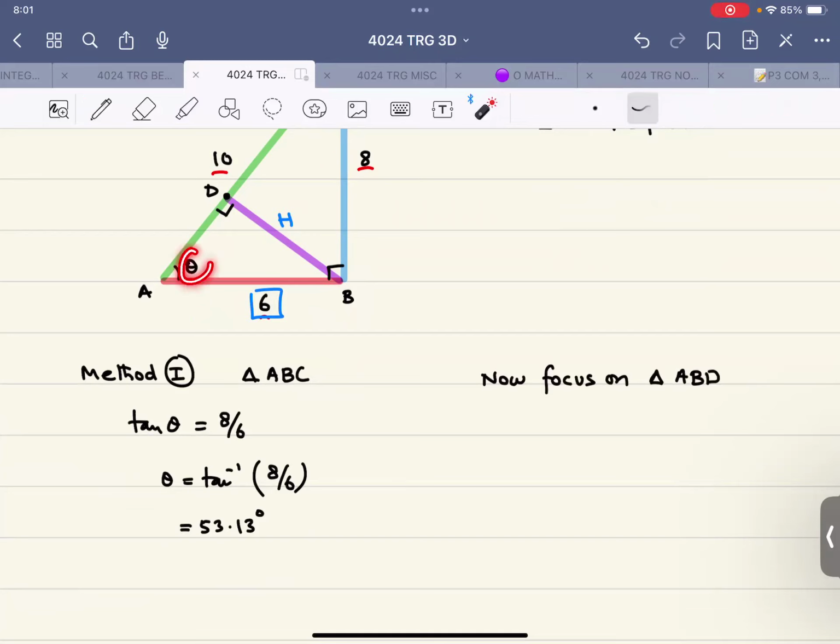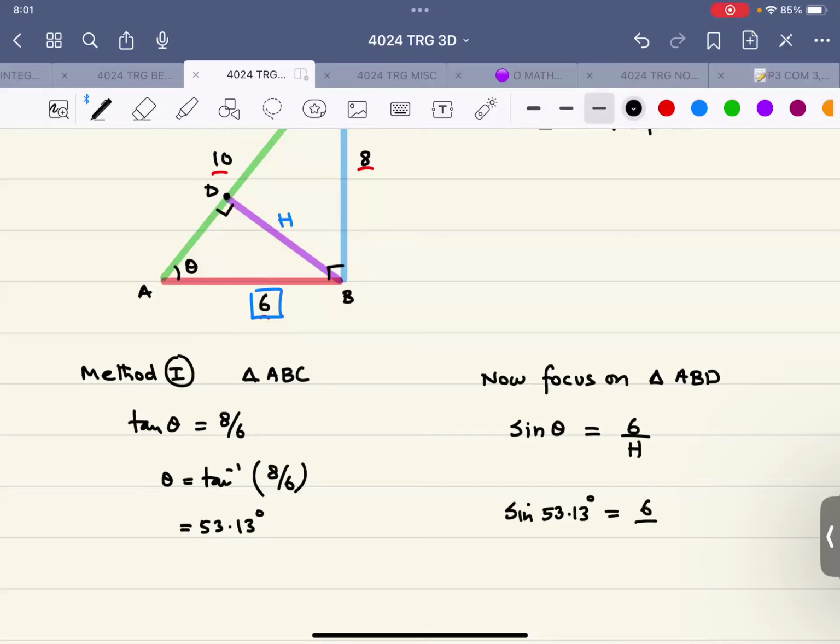Now, this is still the angle. This is the hypotenuse. Now, 6 is the hypotenuse. H is the opposite. So sine of theta is equal to 6 divided by h. Sine of theta is sine of 53.13 degrees. That is 6 over h.